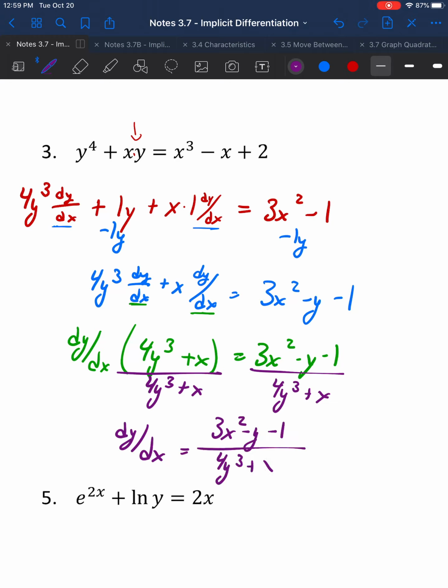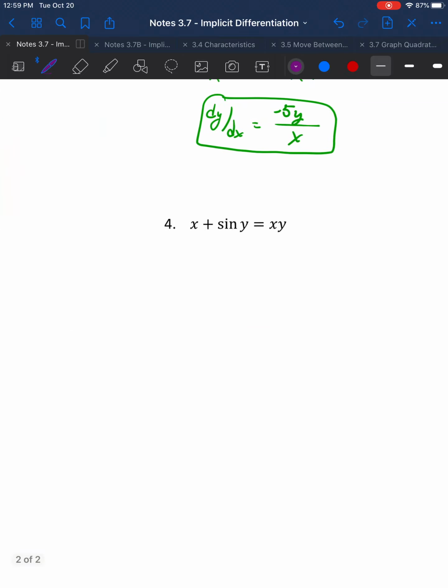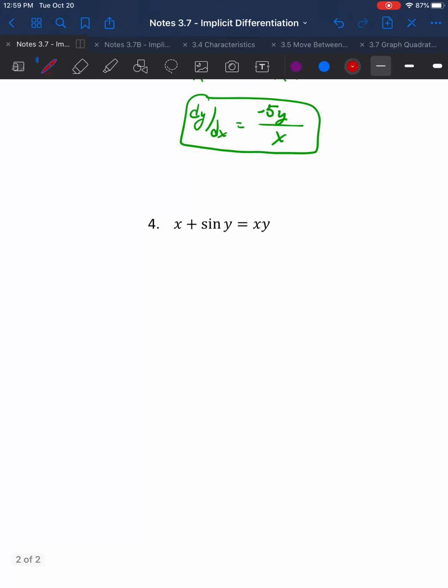Now that I've factored out the dy dx, I can divide both sides by the 4y cubed plus x. Okay, so anytime you have multiple dy dx's in your problem, you will have to factor. Okay, but it's not in-depth factoring like what we're used to. It's just pulling out a GCF of dy dx.